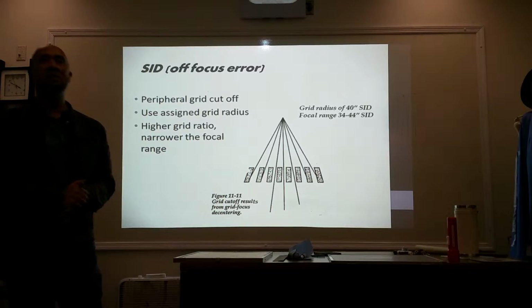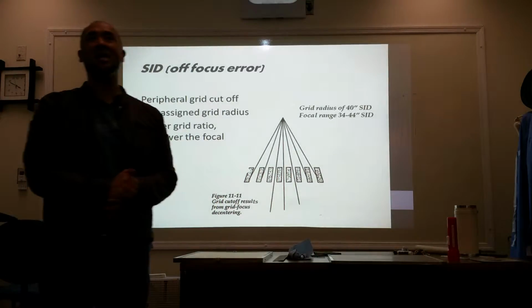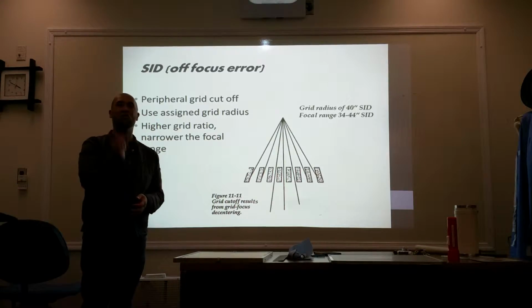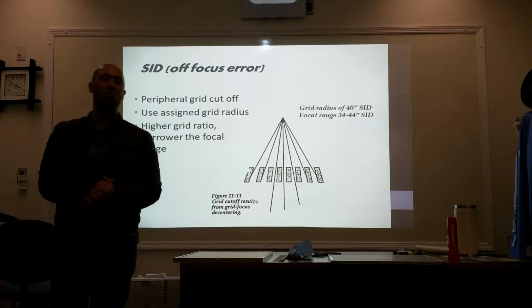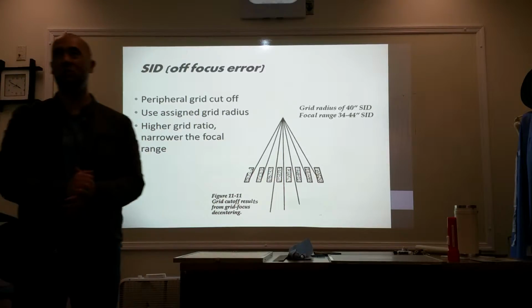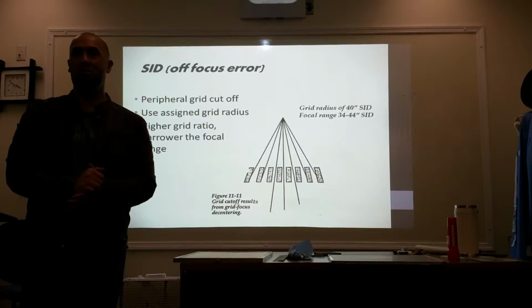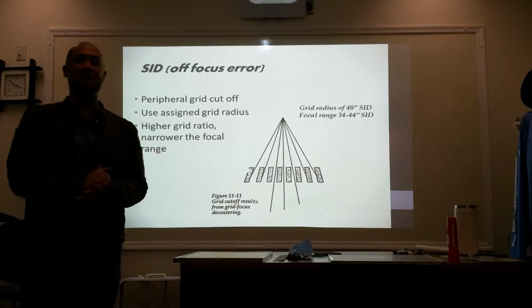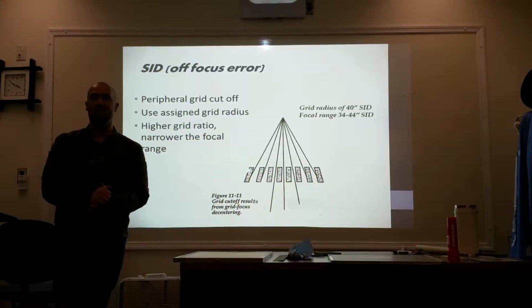Although they are going to be the most efficient and give you the highest contrast, the downside is that you have to be nearly perfect. Your margin of error becomes more narrow as your grid ratio increases. Okay? Your margin of error is going to get more narrow as your grid ratio increases.